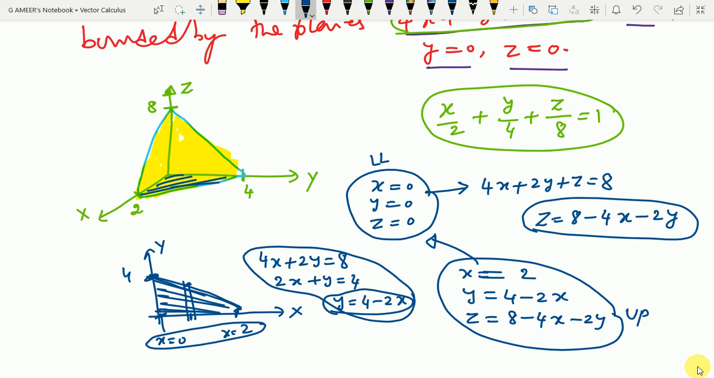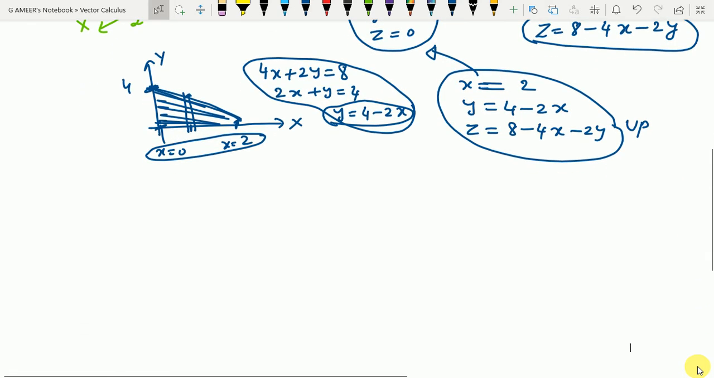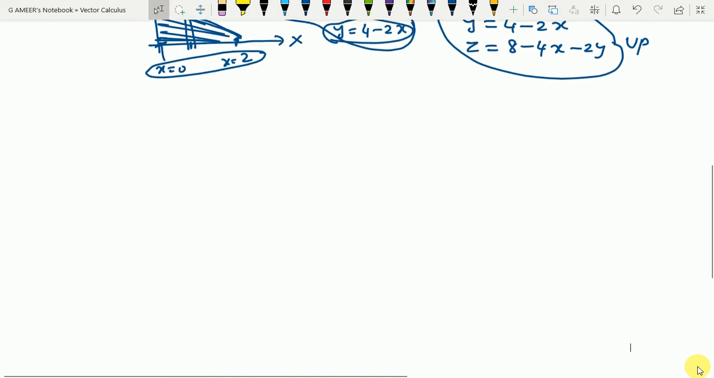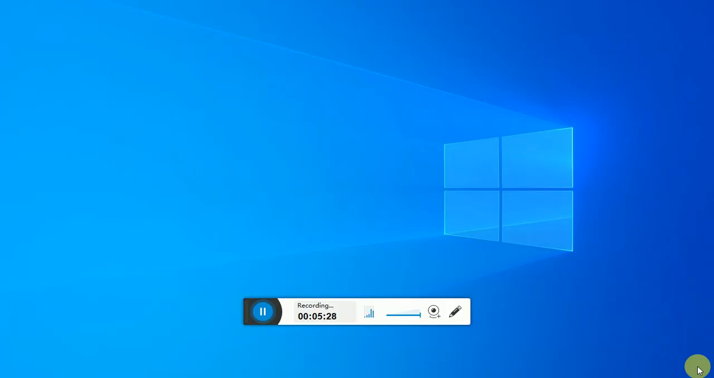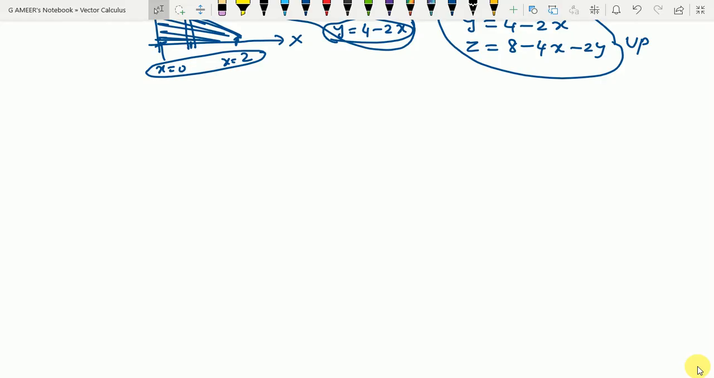Now we'll perform the integration. The integration is as follows. The normal integration, as you do, only we can perform.